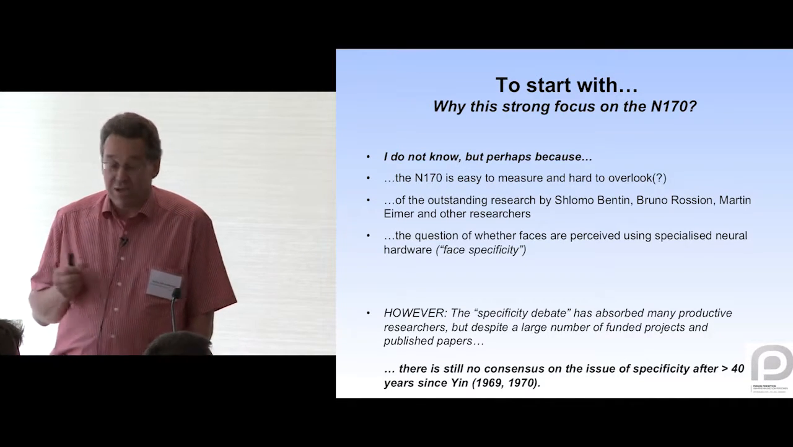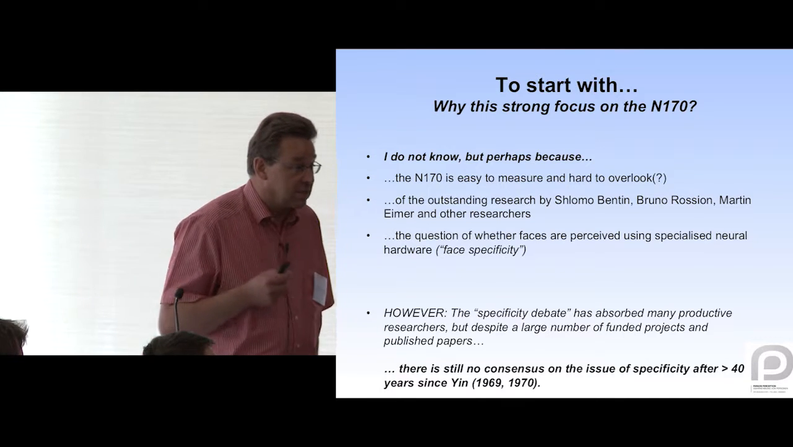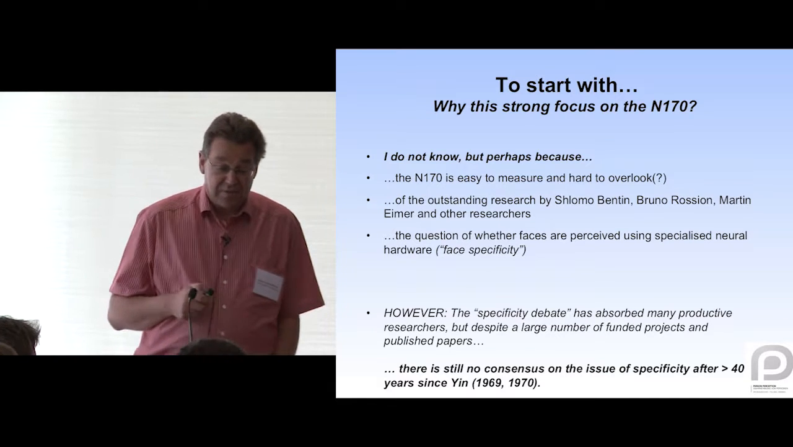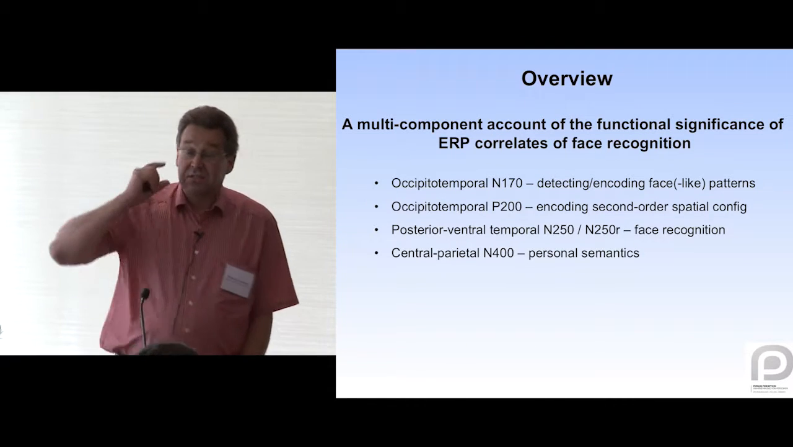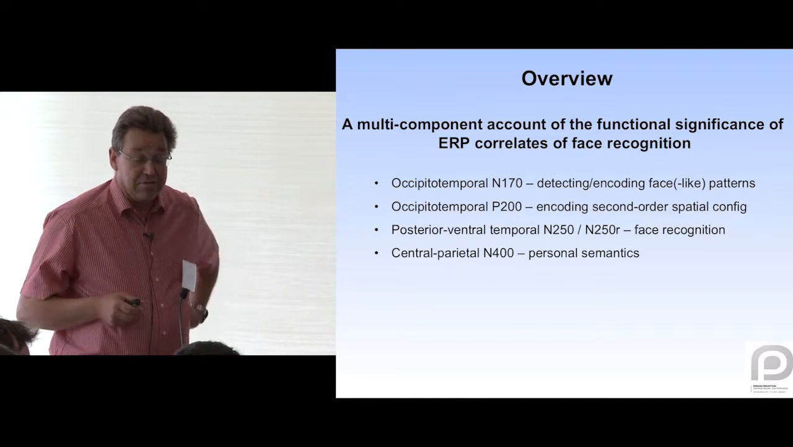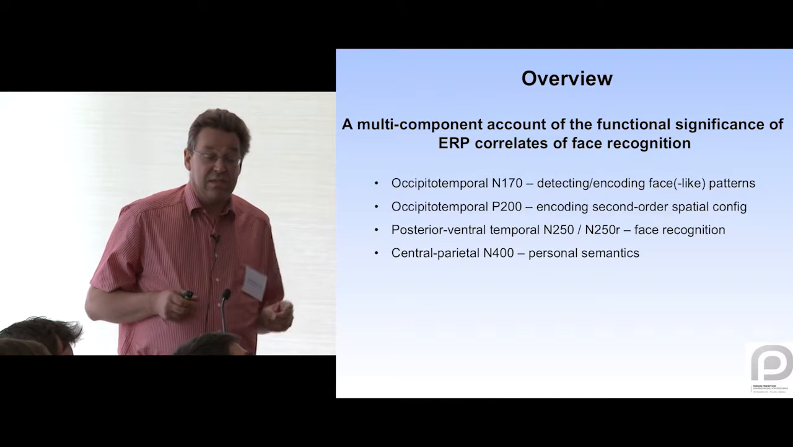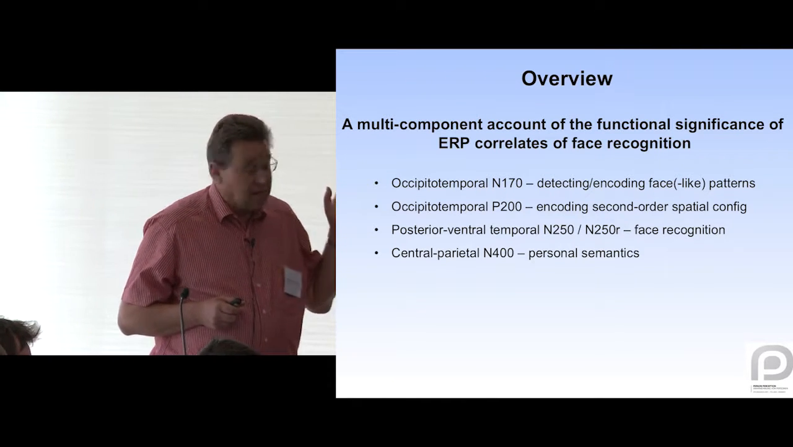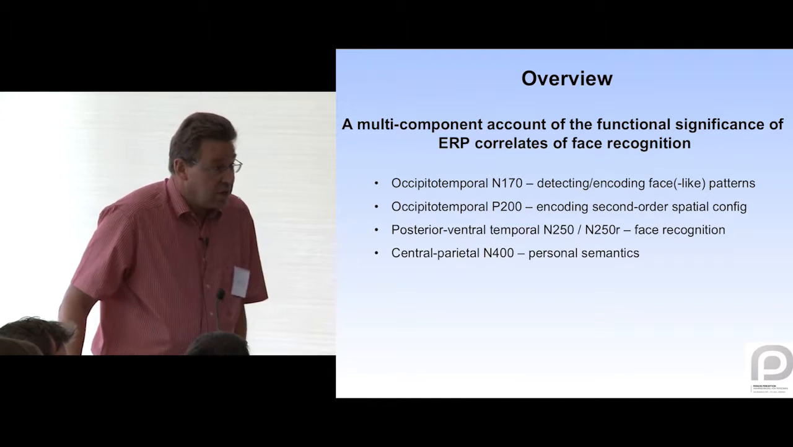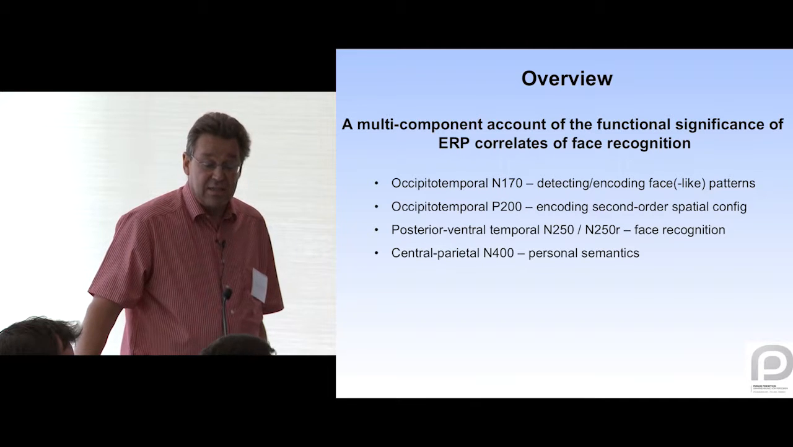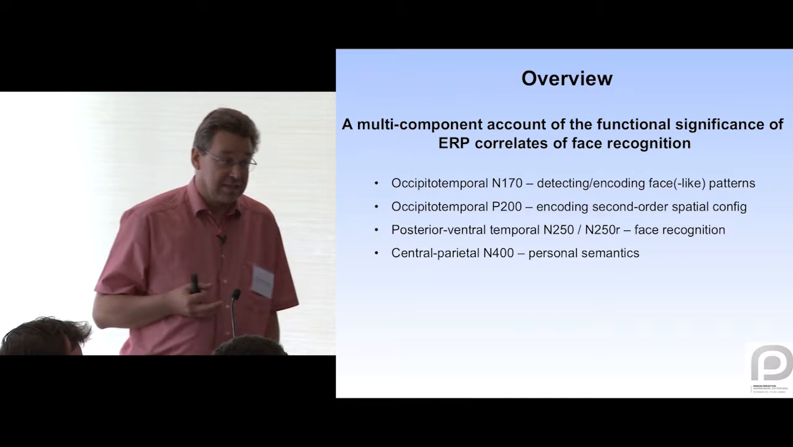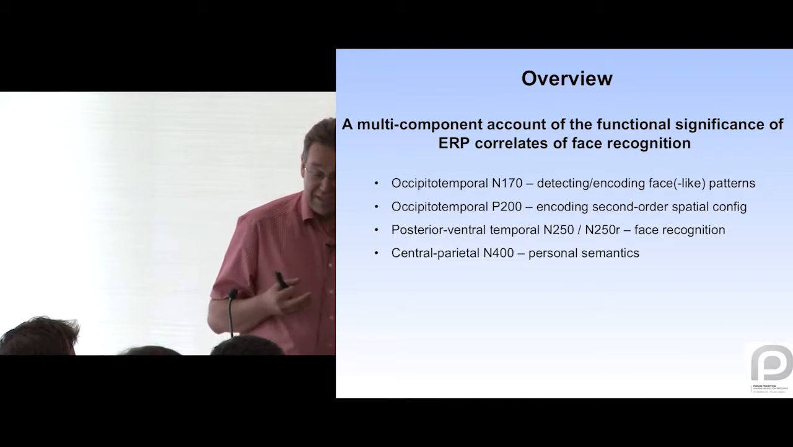I'm simply interested in all ERP correlates that help us to understand the various sub-processes in face recognition. And this again is, of course, the multi-component view. So today I will focus on four components that you see here: the N170, the P200, the N250, and the N400. I have selected those four components, not because they represent an exhaustive list, but rather because research now suggests a relatively clear and consistent functional interpretation, at least to me.